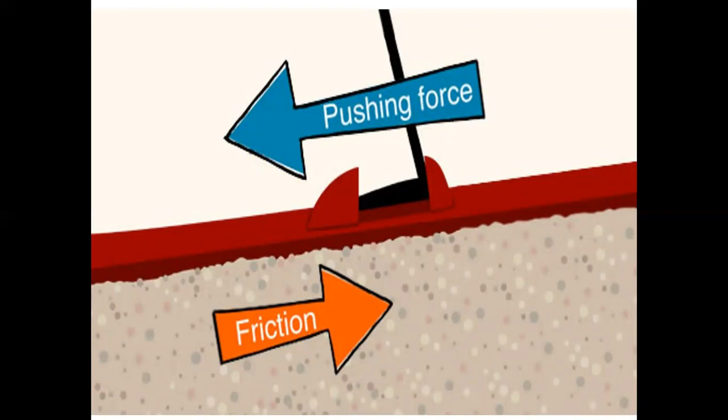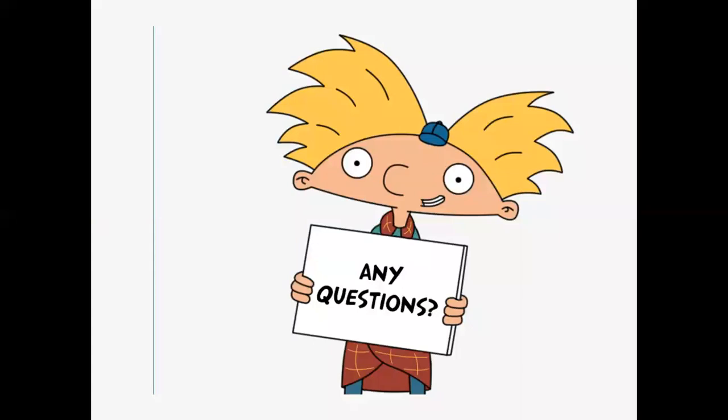Again, you should know that we can represent the force by drawing arrows, and the arrows will be in opposite directions. So the friction acts in the opposite direction of the motion to slow down and stop the motion.